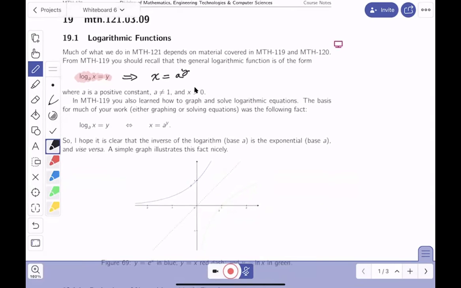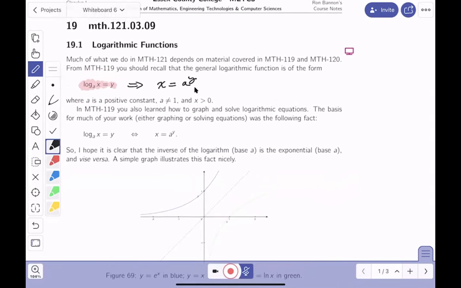So before I do that, I should mention that the A in 119 was going to be any positive number. However, we didn't like 1. The reason for that, 1 to the Y is always going to be 1. So I'm going to say A not 1. Y can be any real number. And the X has to be greater than 0. Just look at this to know why. We're raising A, a positive number, to Y. So the X has got to be a positive number.